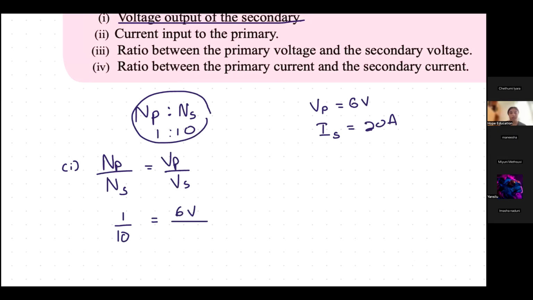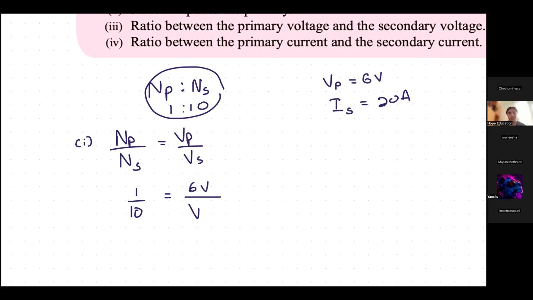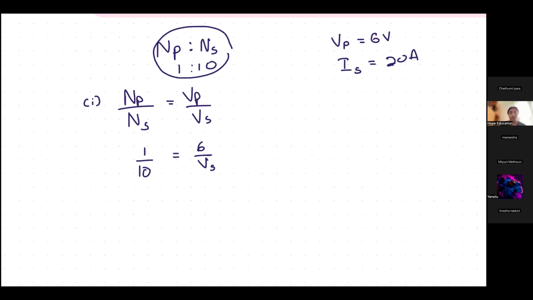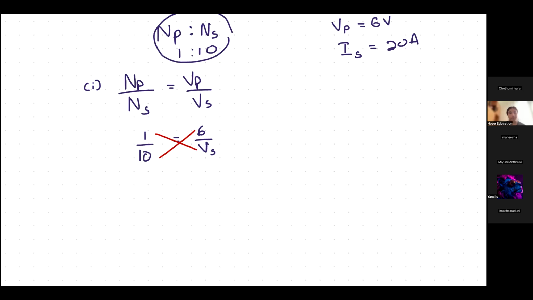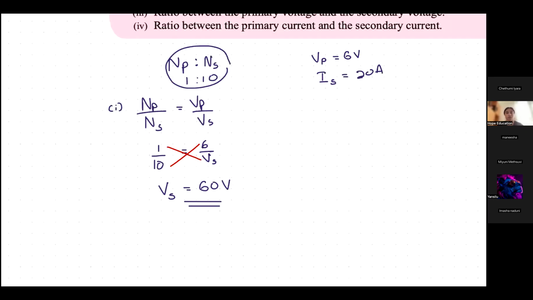VS is what we have to find. VS is what we have to find. So the VS is in the denominator, so I will cross multiply. Even now sometimes you get cross multiplication wrong. So VS multiplied by 1 is VS. 6 multiplied by 10 is 60. So the voltage of the secondary coil is 60 volts.